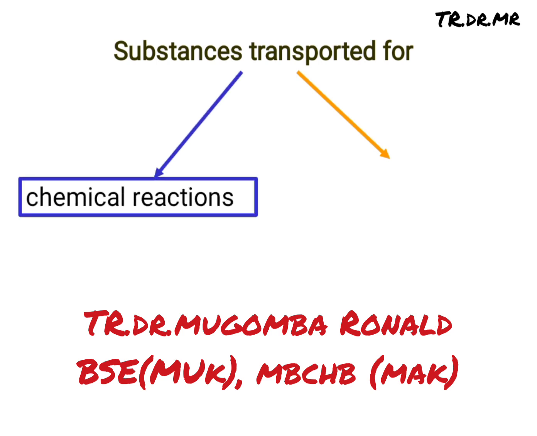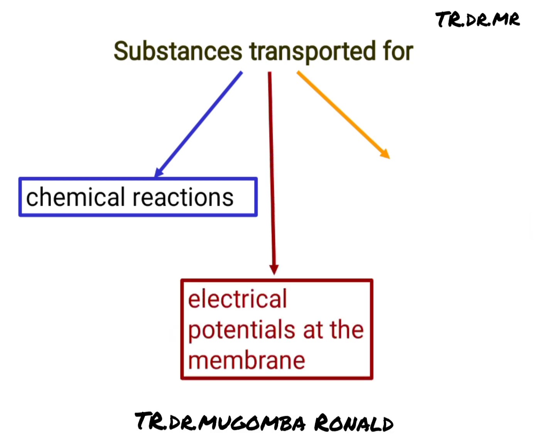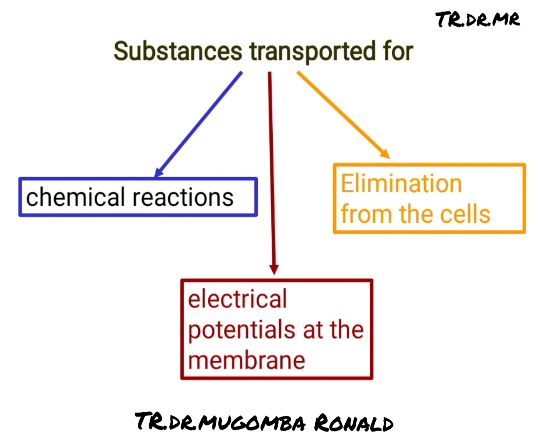We need to move materials in and out of the cell to facilitate chemical reactions. We need to move materials to maintain the electrical potentials at the cell membrane, which are very important when it comes to transmission of nervous impulses. Chemical reactions like photosynthesis and respiration have to take place because we have moved oxygen in and taken out carbon dioxide. We need to move materials so that we can eliminate wastes from the cells, because there are a number of wastes that are produced from the cells that we need to eliminate.